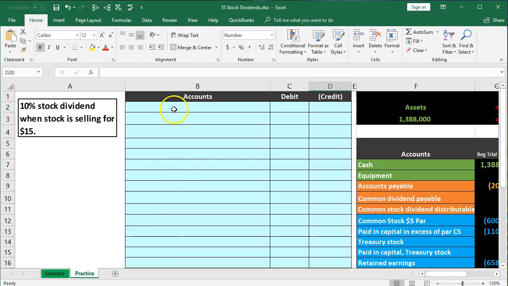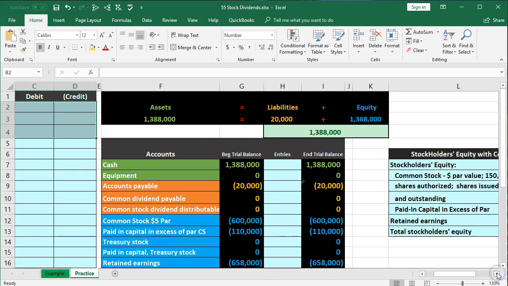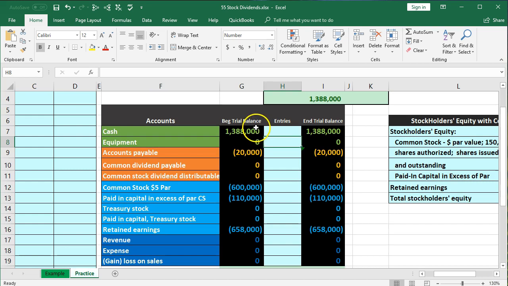We're going to record that information here into the general journal. Then we will post that to not the general ledger, but a worksheet. The worksheet will have the beginning trial balance. We'll enter the transaction here and then have the ending trial balance. The benefit of the worksheet is it'll give a really quick example of the effect on the accounting equation, the effect on individual accounts. The trial balance is in order, as all trial balances are.